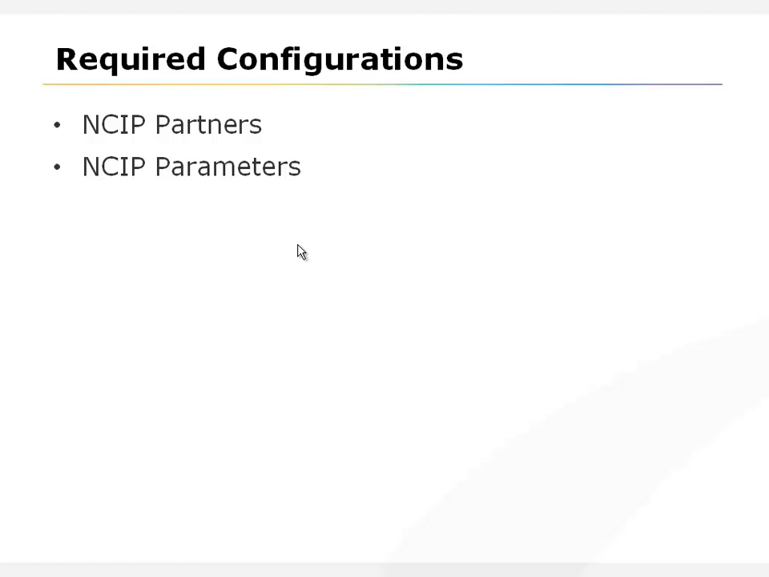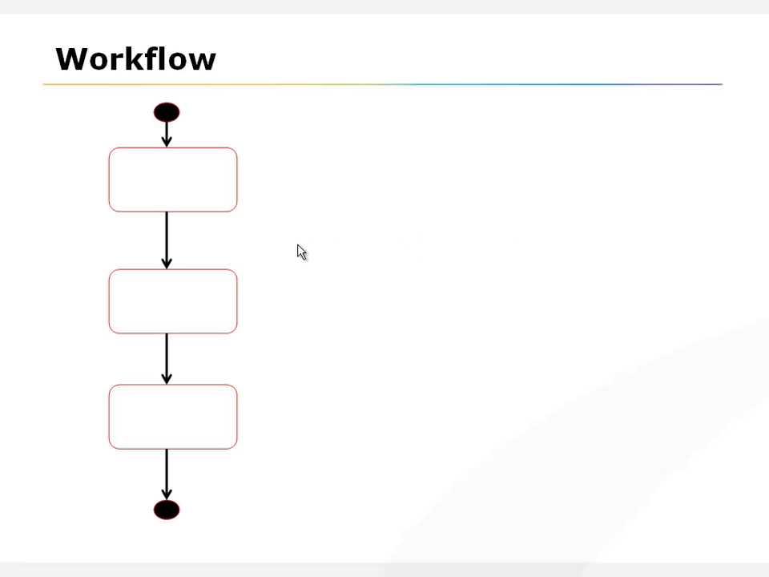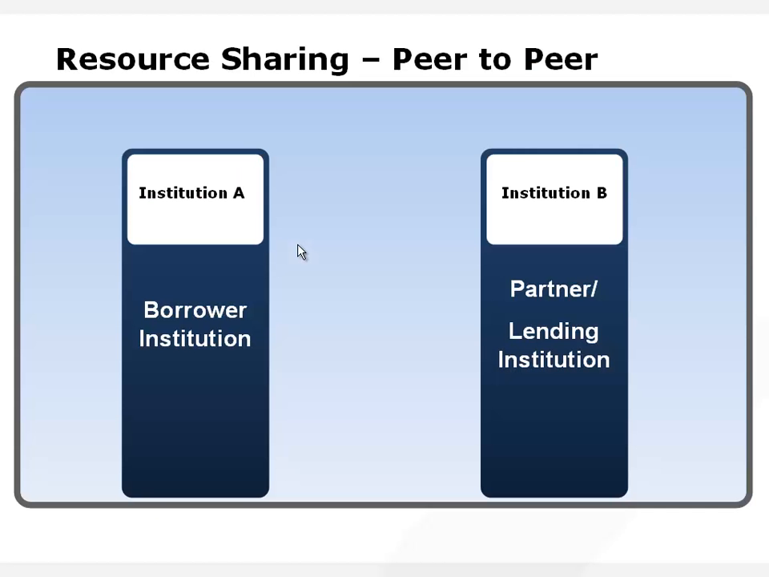I did mention the NCIP partners and the NCIP parameters. I will not go into these details right now, as I would like to go on to the peer-to-peer model as the other model for working. We mentioned that the workflow in peer-to-peer means that two sides actually directly communicate. There is no broker system. Alma is the one that manages the request, so that the entire process is directly managed.